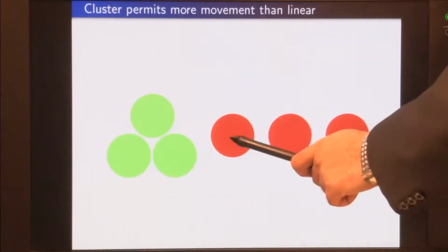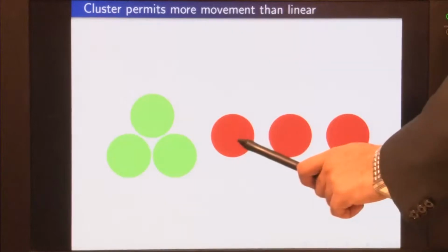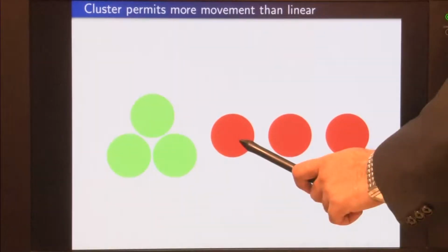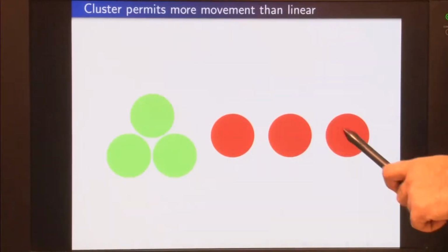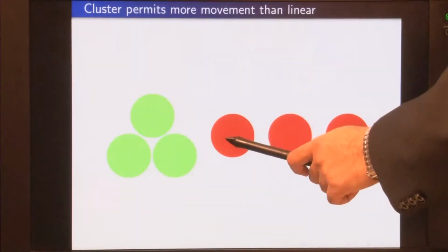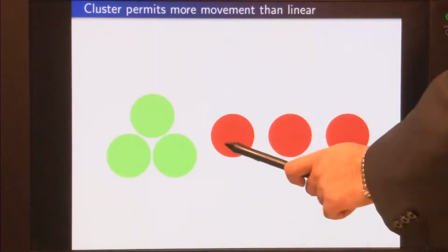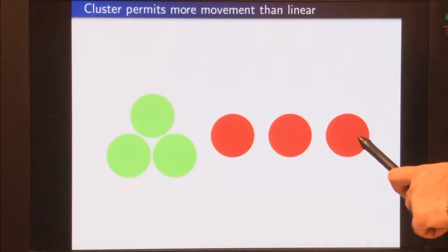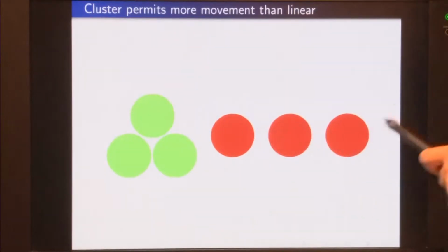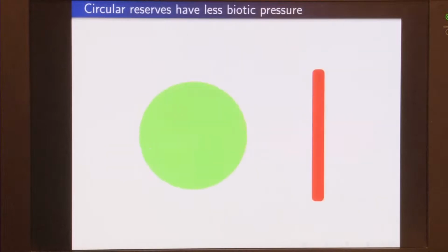However, if we have reserves that are linear, and let us call these A, B and C, A to B movement is easier, B to C movement is easy, but if any animal has to move from A to C, it would have to traverse a large distance either outside or through these reserves. In the case of the left side reserves, the movement is easier, and so these reserves are always more preferred.